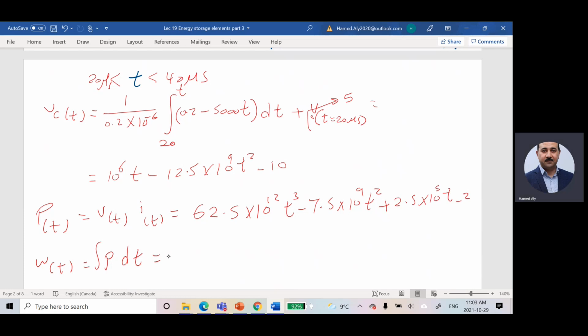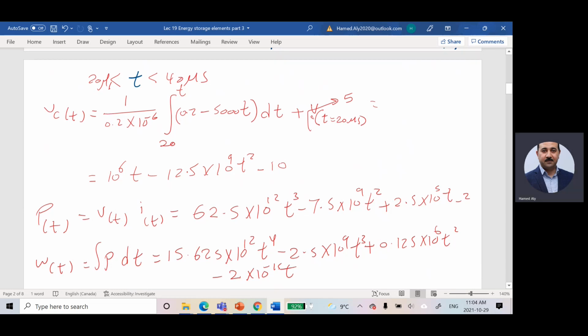And for the power, you will get 15.625 times 10 to the power 12 t to the power 4 minus 2.5 times 10 to the power 9 t cubed plus 0.125 times 10 to the power 6 t squared minus 2 times 10 to the power negative 15 t. This is in case of t in between 20 and 40.